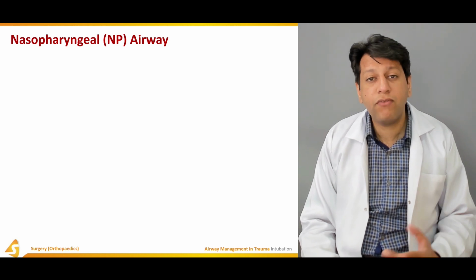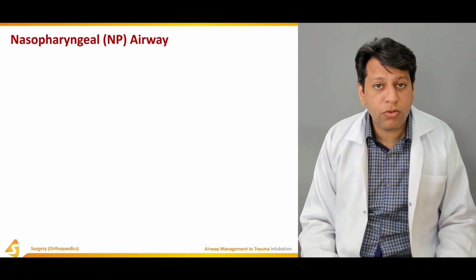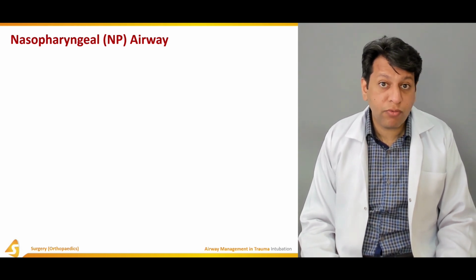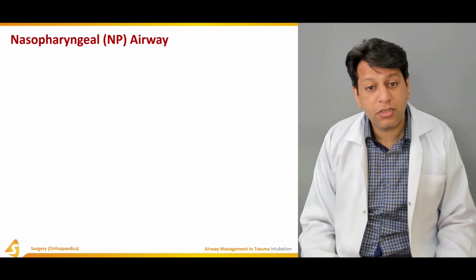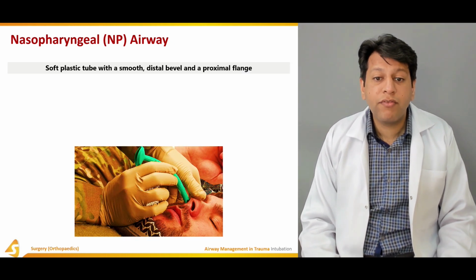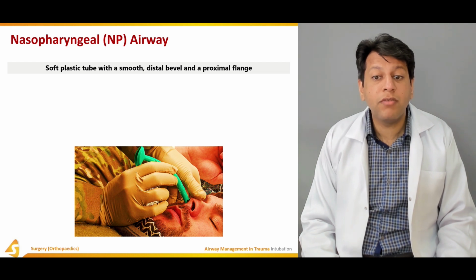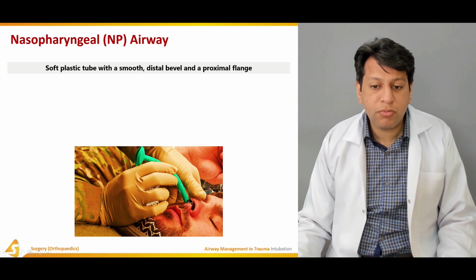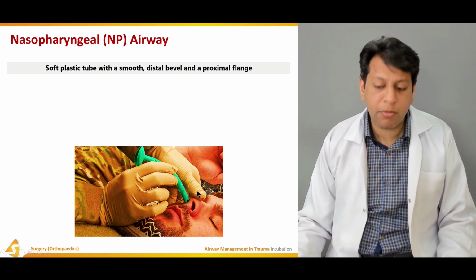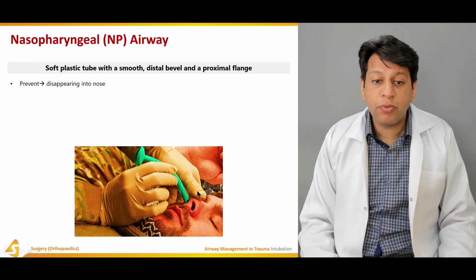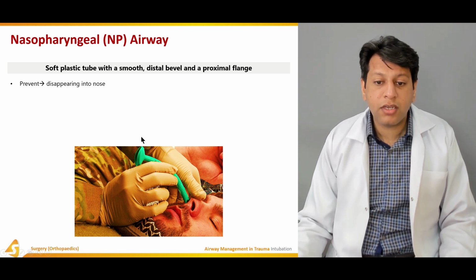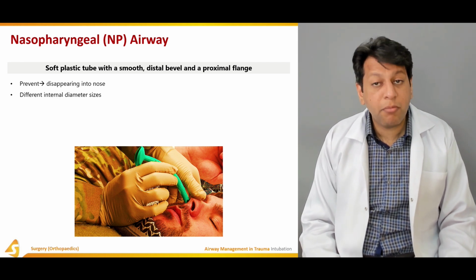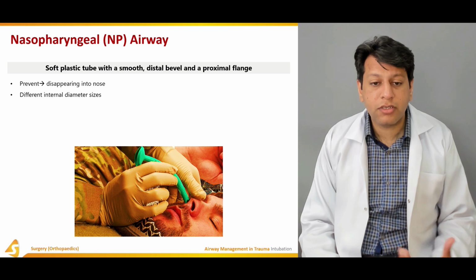Nasopharyngeal airway: if, for example, there is oral trauma or massive pharyngeal trauma and we are unable to pass an oropharyngeal tube, then probably the option is a nasopharyngeal airway. It's a soft plastic tube with a smooth distal bevel and a proximal flange. It's like this. The important thing is this bevel has to be directed downwards. You cannot direct it upwards. The flange is present to prevent it from disappearing into the nose.